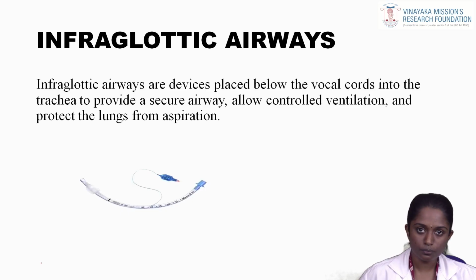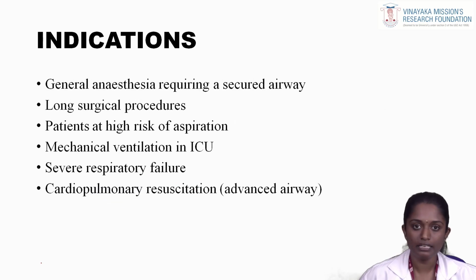As we saw before, the supraglottic airway device is placed above the vocal cords, while this is placed below the vocal cords. Now indications for why we use this ET tube or infraglottic airway device. Indications will be general anesthesia requiring a secured airway, long surgical procedures, patients at high risk of aspiration, mechanical ventilation in ICU, severe respiratory failure, and during CPR, where we have to give an advanced airway to the patient. So during that we will give ET tube insertion.